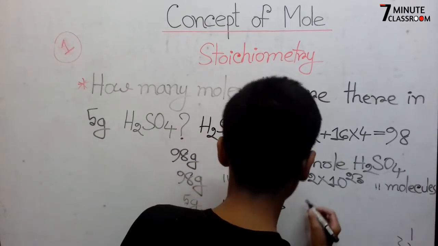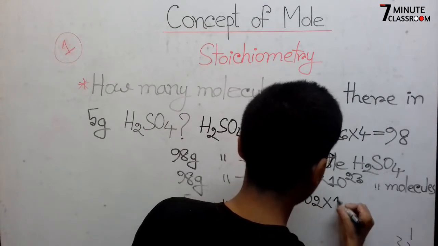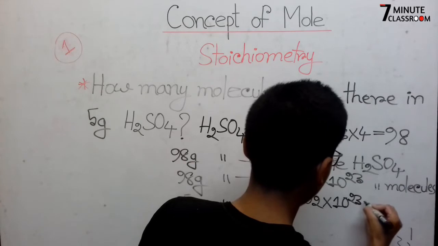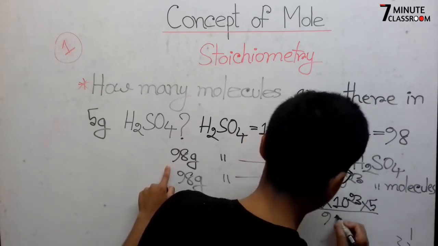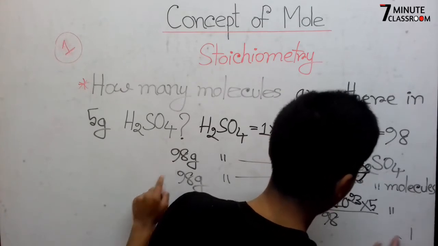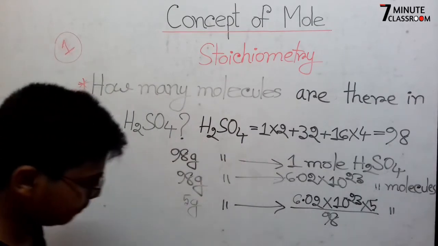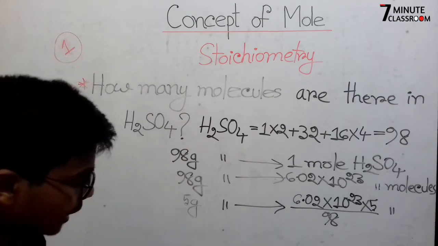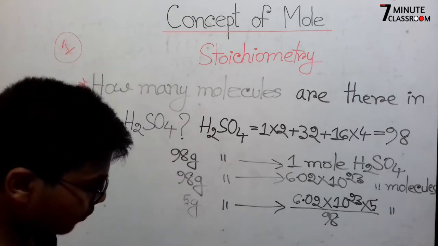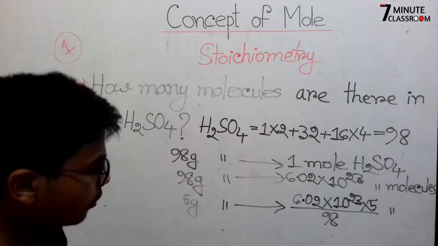Here we can write 6.02 into 10 to the power 23 into 5, divided by 98. That will be the number of molecules. Now we are calculating it: 6.02 into 10 to the power 23 into 5 divided by 98.